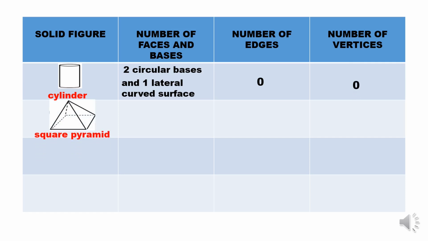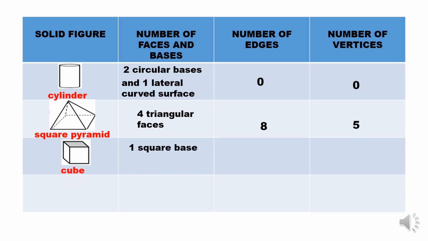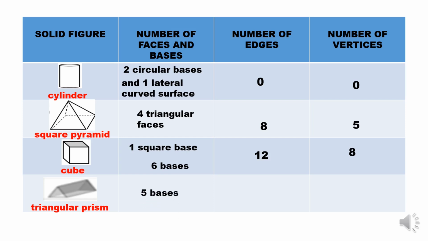For a square pyramid, it has 4 triangular faces, 8 edges, and 5 vertices. A cube has 1 square base and 6 bases. It has 12 edges and 8 vertices. While a triangular prism has 5 bases, 9 edges, and 6 vertices.